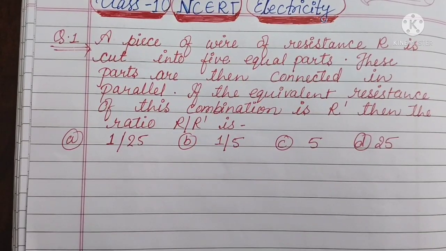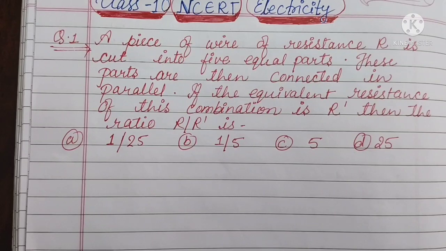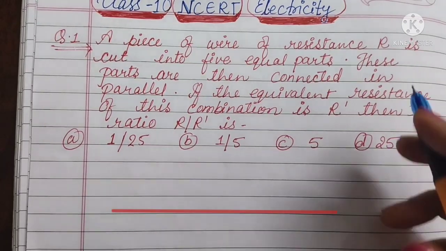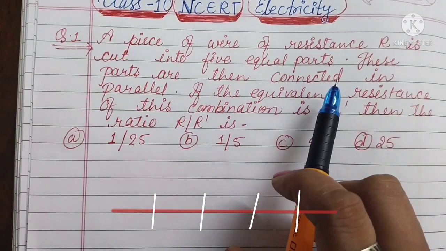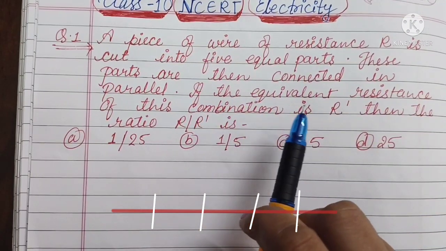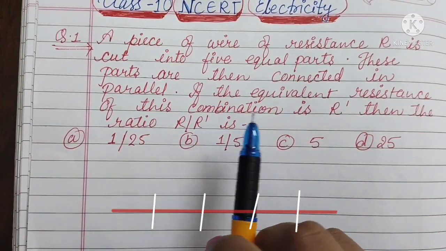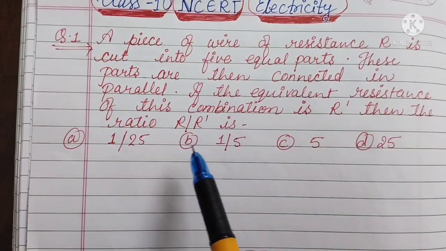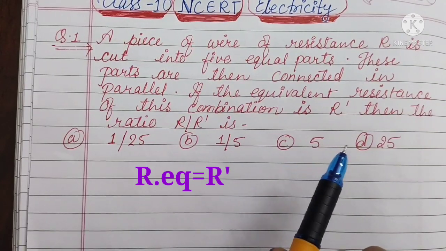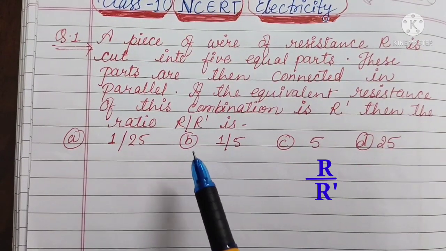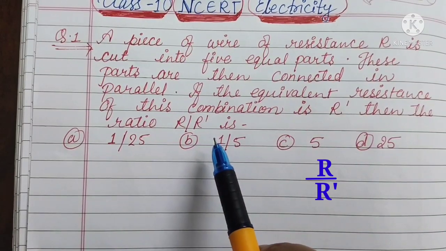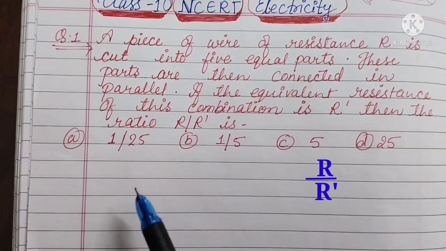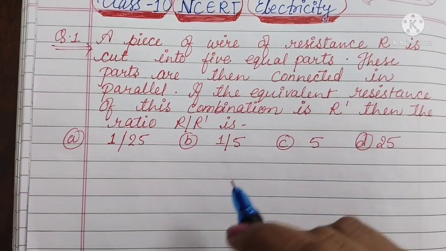Alright guys, let's go ahead and start it. First question: a piece of wire of resistance R is cut into 5 equal parts. These parts are then connected in parallel. If the equivalent resistance of this combination is R dash, then the ratio R by R dash is, these are the options that are given to you.